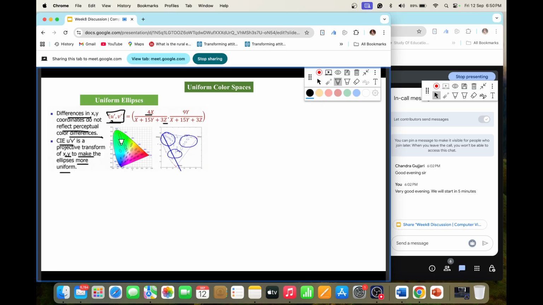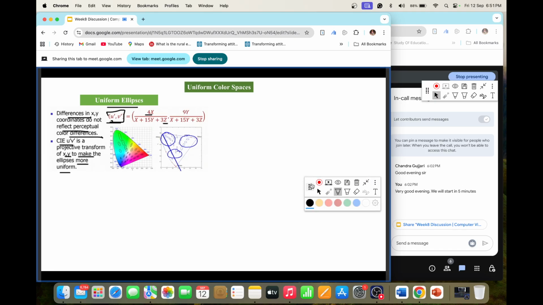Earlier you can see that whenever we are talking about color differences, these ellipses are very close to each other, but after this you can see the ellipses have a significant difference, or the ellipses are more uniform. That is known as the CIE u dash v dash transform. So this is a uniform color space.